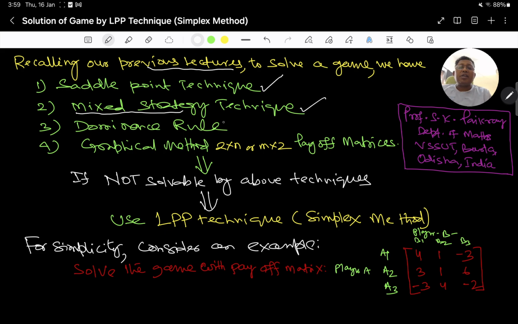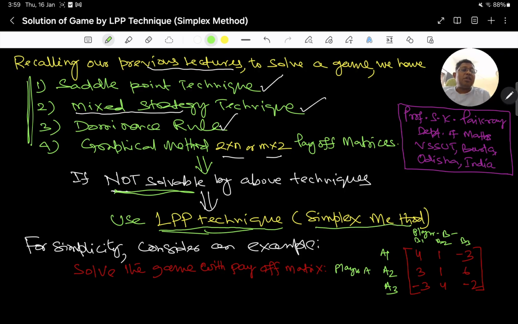If it is a higher order matrix, we reduce it to 2x2 by using the dominance rule, right? If it is of 2xn or mx2 payoff, then we use the graphical method to reduce it to a 2x2 matrix. If it is not solvable by any of these techniques, then we write the game in terms of a linear programming problem, LPP, right? Then we use the simplex method to solve it.